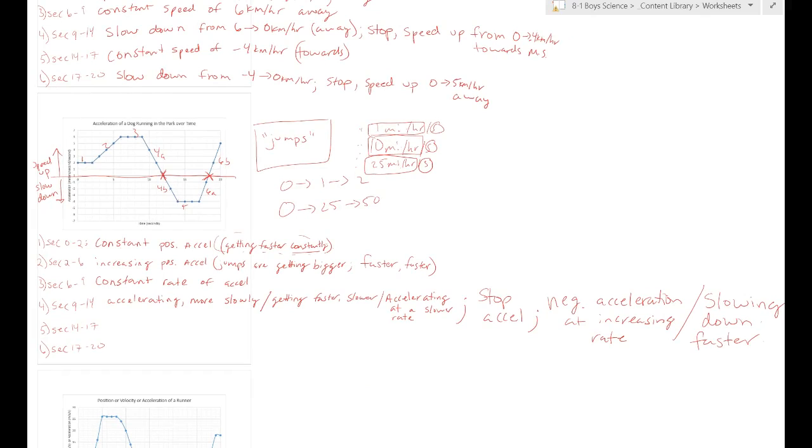In segment 5, we've got a constant rate of deceleration, or negative acceleration, which is negative accel. So that means you're slowing down constantly.